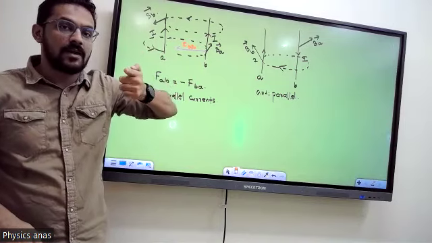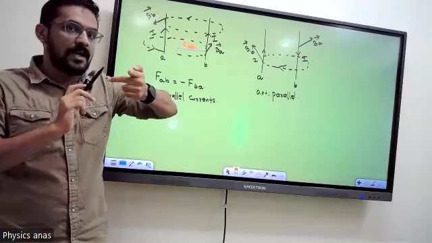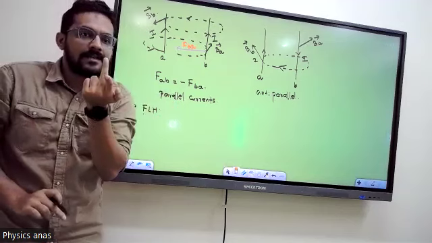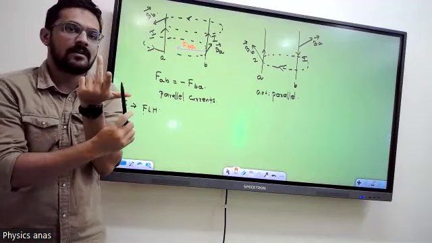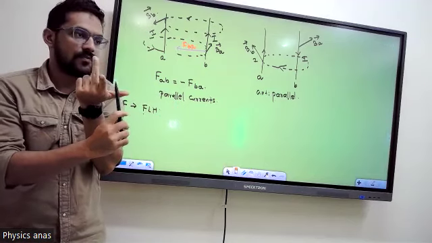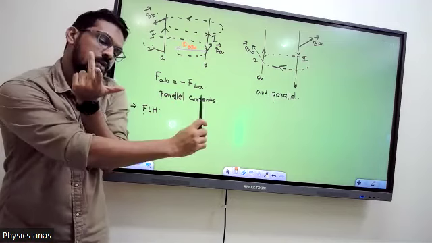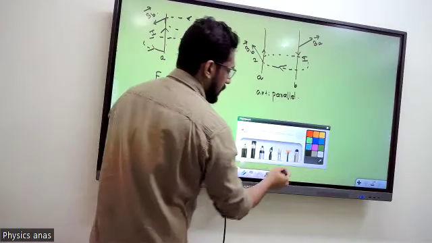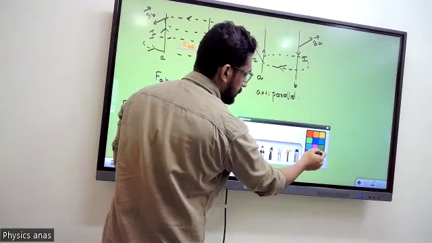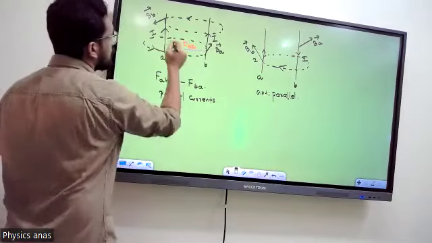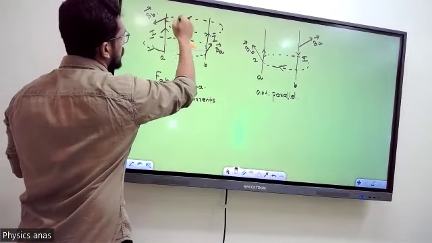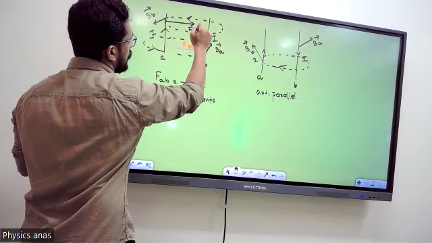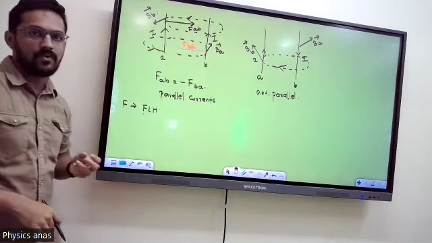And what is the direction of current? The current direction is given by the middle finger, so the current is like this. And the thumb gives you the force direction. So the force is towards me. I'll show you that. So this will be the direction of force, and it is the force on A due to B.